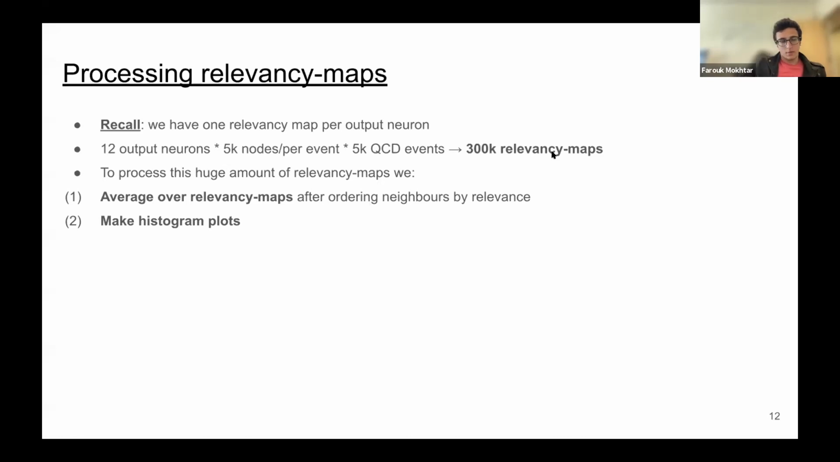So we needed to find a way to systematically process these. We've tried two things. One is averaging over relevancy maps after ordering neighbors by relevance. And the other is making histogram plots, and I will show both of these in the next slides.